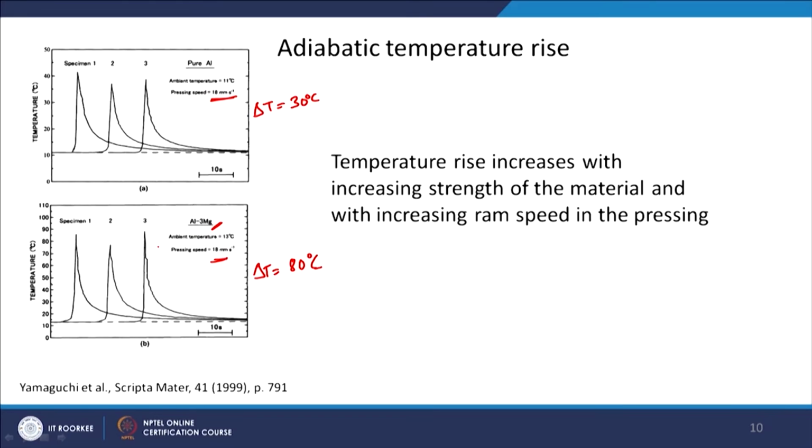So, we expect that when you have an alloying element the strength of the material will be high. So, the temperature rise in ECAP depends on the strength of the material as well as the ram speed. As you increase the ram speed there will also be an effect on the temperature rise. Ram speed is not affecting the yield strength that much, but when you are deforming the material, due to temperature rise it may slightly affect the microstructure of the material.